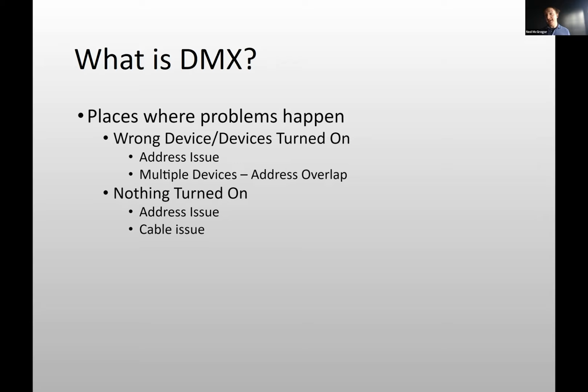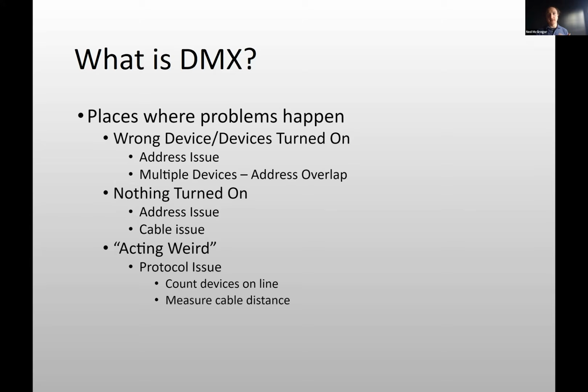So if you remember the requirements, there are impedance issues, it's the wrong kind of cable, or it's too much cable. And if the light is acting weird, which is a technical term you'll hear a lot on set, that's by and large going to be a protocol issue. It's a violation of the system. You have too many devices in line, your cable is too long, or you put a Y split somewhere.